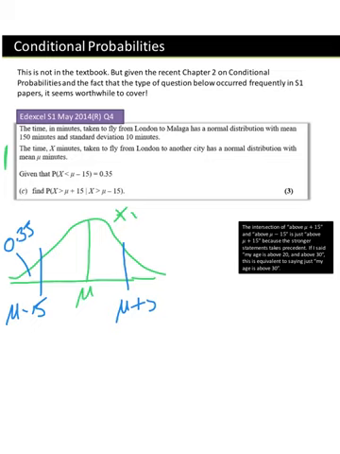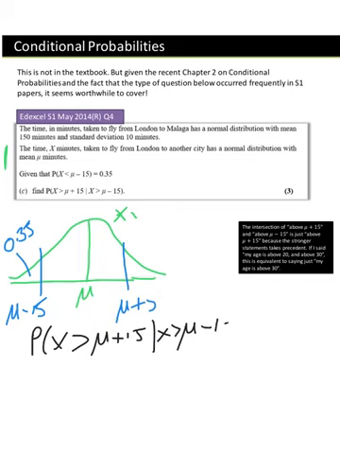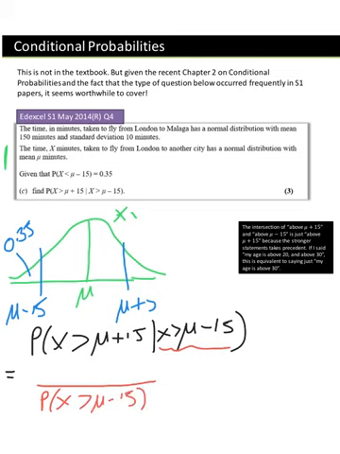So what we're actually asked to find is the probability that x is greater than mu plus 15, given that x is greater than mu minus 15. So using our conditional probability rule, what we have on the bottom of our fraction is the probability that x is greater than mu minus 15. And on top, we're going to have the probability that x is greater than mu plus 15.